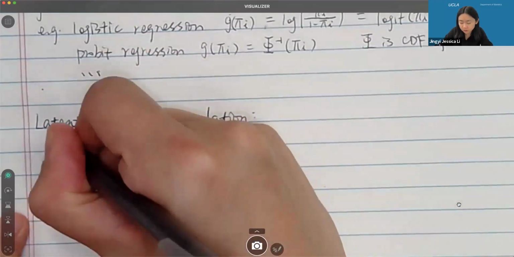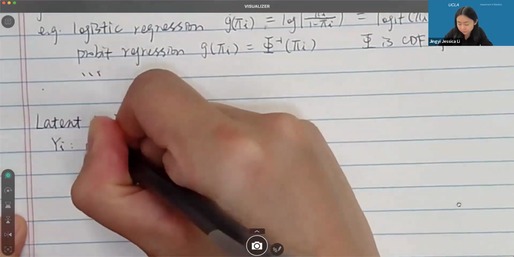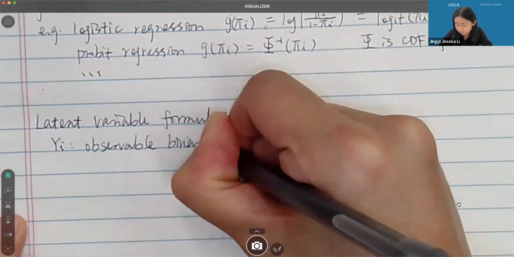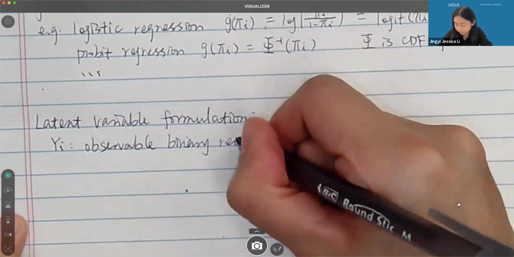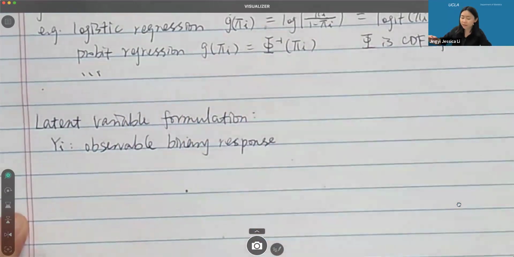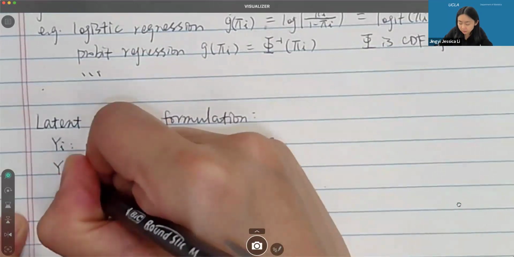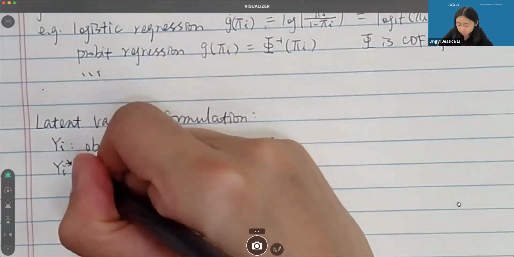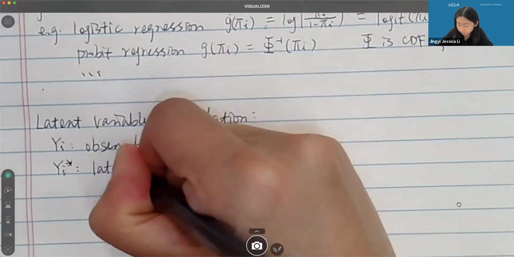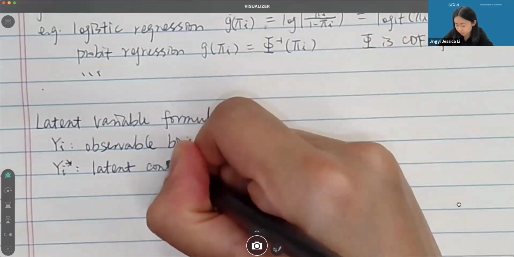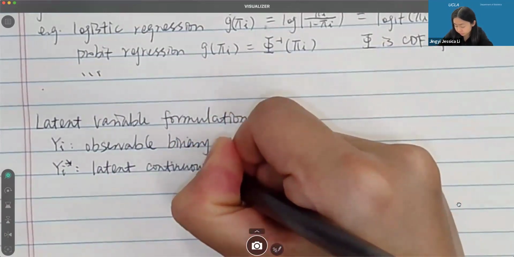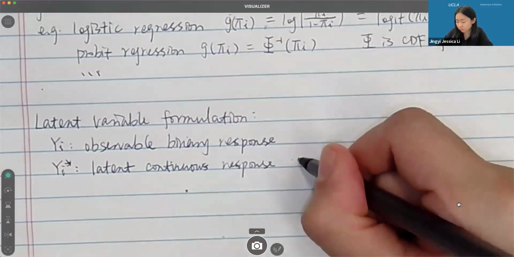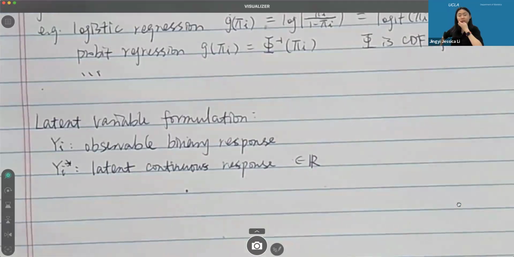So here the formulation is that we consider yi to be the observable binary response. But we believe that underlying the data, there should be some yi star, which is the latent continuous response. So we want to assume that this yi star is just taking a real value.